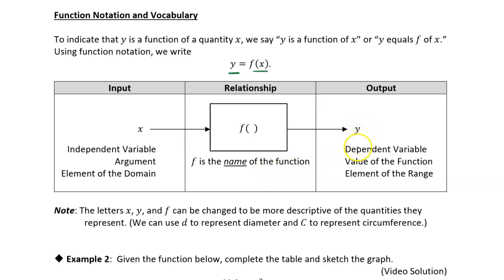And then y is our output. It's the dependent variable. It's a value. It's the value of the function, or it's an element in the range. We'll talk more about domain and range in a few days.